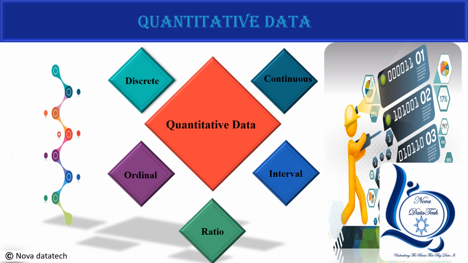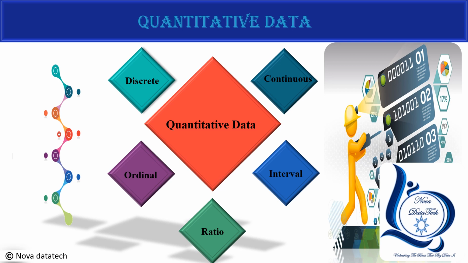Discrete data is data that can only take on a limited number of values, such as the number of children in a household or the number of times a person has visited a doctor. Continuous data is data that can take on any value within a given range, such as height, weight, or temperature. Ordinal data is data that can be ranked or ordered, but does not have a meaningful numerical value, such as levels of education.